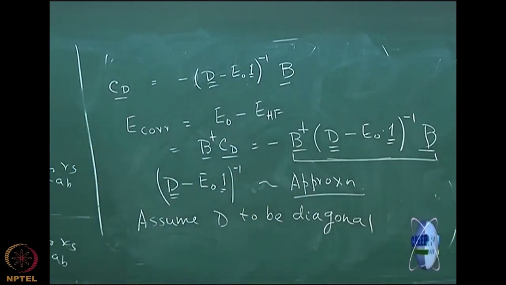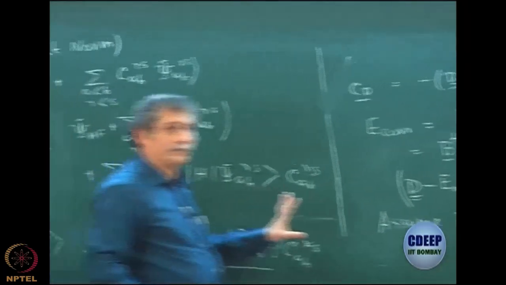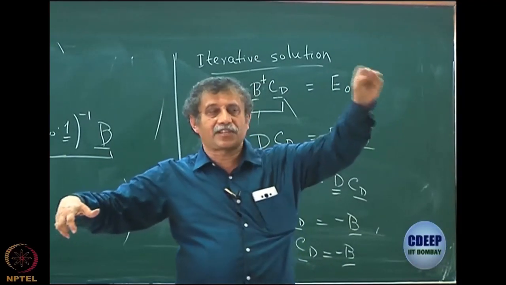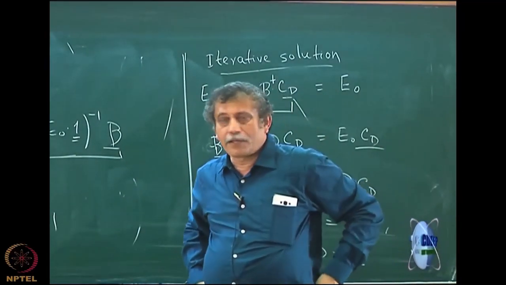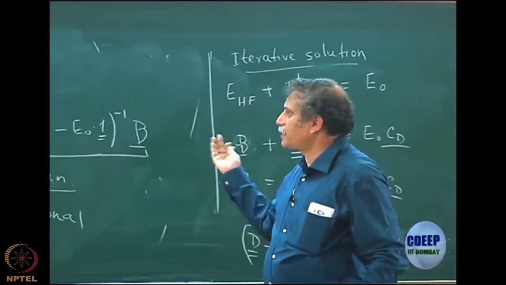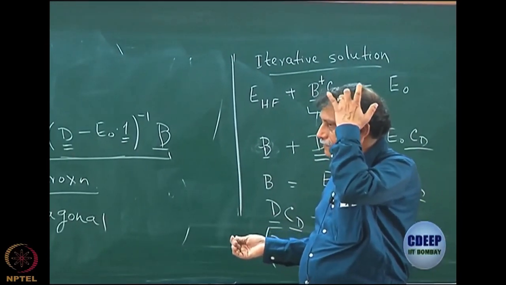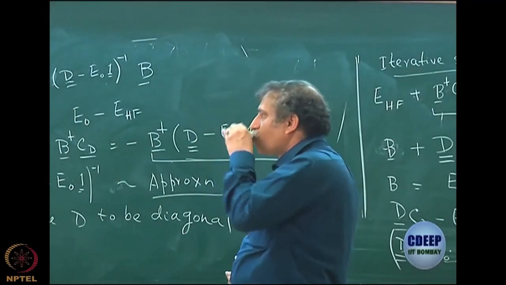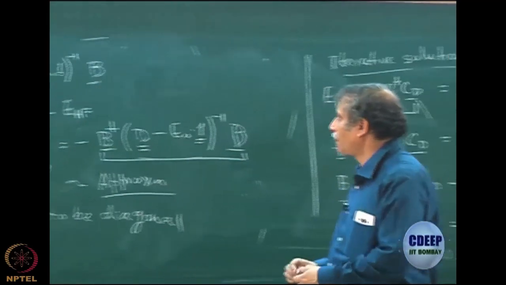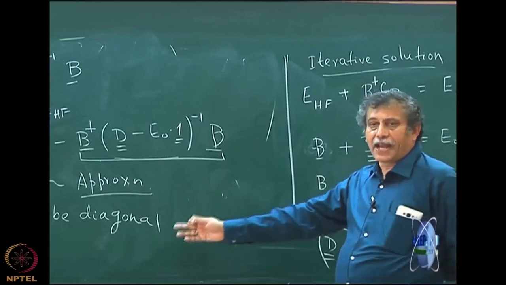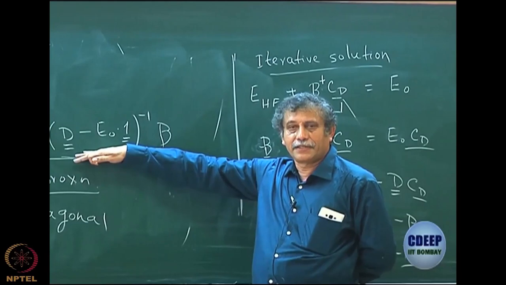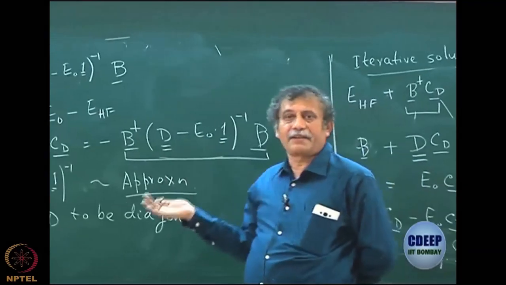What do you mean by D to be diagonal? It means any time ABRS and CDT are different, the elements are 0. So all I have is a diagonal matrix where the diagonal elements are psi ABRS, H psi ABRS, and you subtract your E naught, the total energy. So assume D to be diagonal. Under the diagonal approximation, I hope all of you can easily do this. You can actually invert this because it's a diagonal matrix.